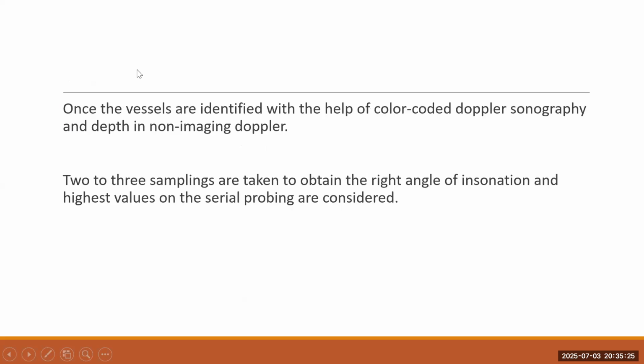Once the vessels are identified with the help of color-coded Doppler sonography, or depending on the pulsation, they can be insonated in the B mode or imaging Doppler. Whereas in non-imaging Doppler, it is always with the help of the depth of insonation. So how do we take the samplings? Two to three samples are taken, and the highest of the values is considered.